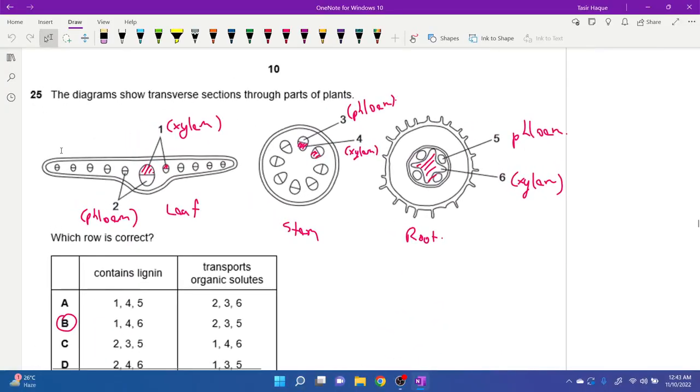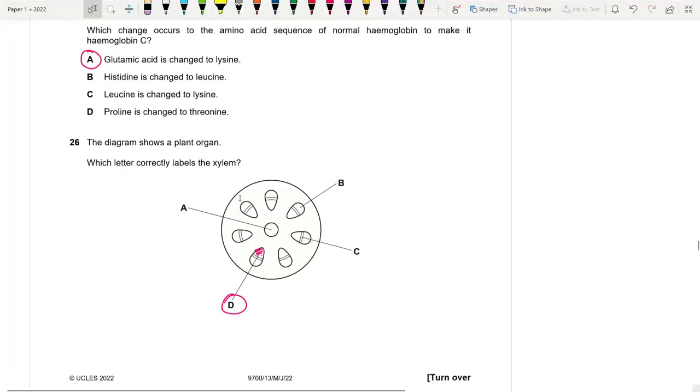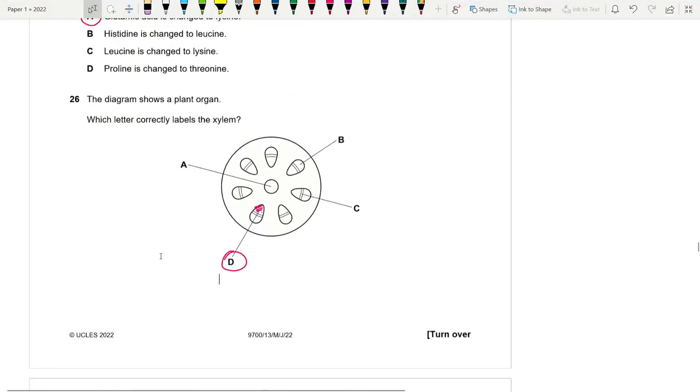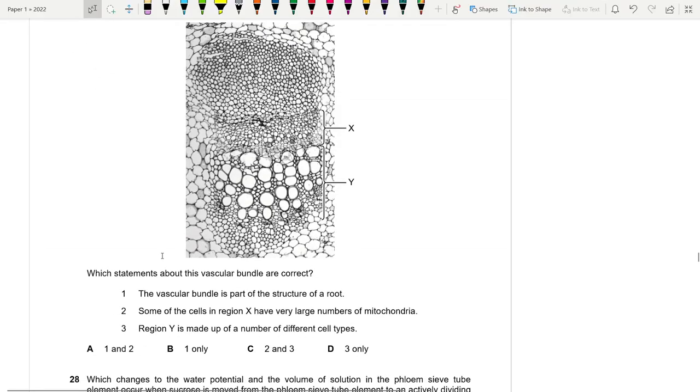Everything else will be fine then. In the leaf, remember, the xylem is pointing towards the inside. The cross-shaped region in the root is xylem, and in the leaf, it points upwards. Okay? Great. 27. The photomicrograph shows a vascular bundle found in plant organs. Clearly, Y is the xylem. X is the phloem.